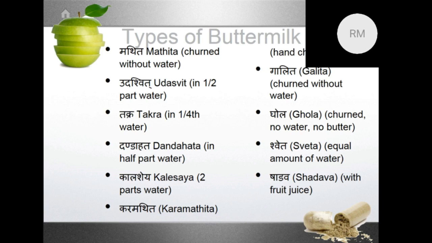So depending on the proportion of water that we use and the type of processing that you do, there are different types of buttermilk. You can use half part of water, 1/4 water. You can churn it with a stick. You can use 2 parts of water. You can even make buttermilk with your hands, hand churned, churning without water, churned with no water and no butter, equal amount of water, and you can also add fruit juice. So all these will make buttermilk different. But what Ayurveda recommends as diet is buttermilk which is churned after separating the fat.